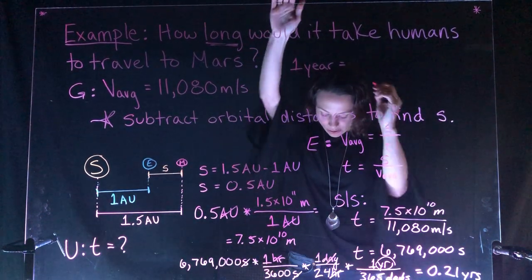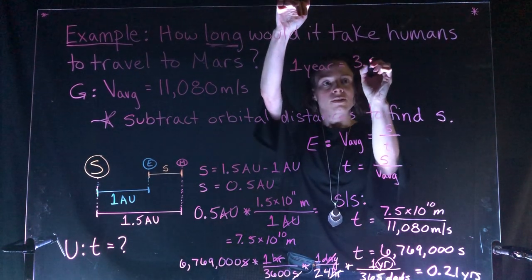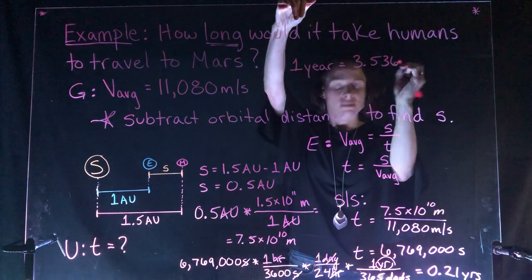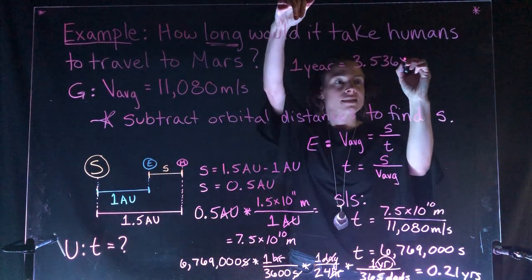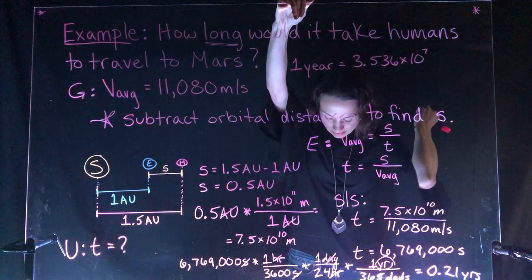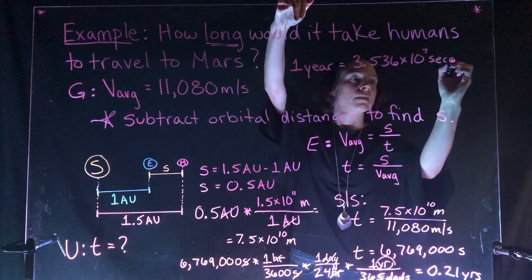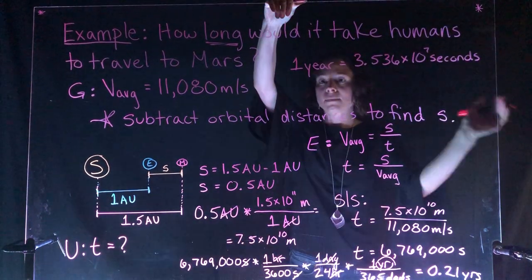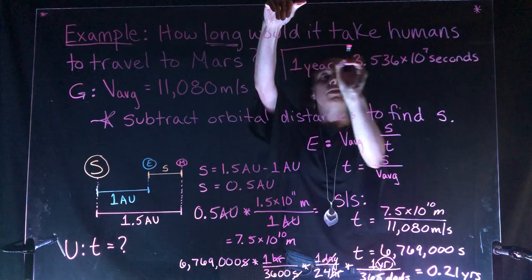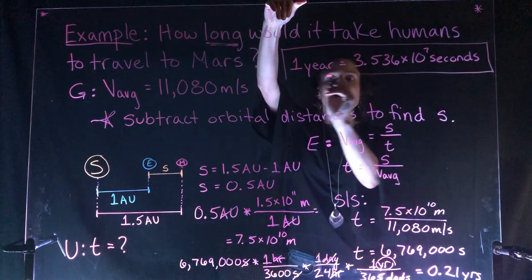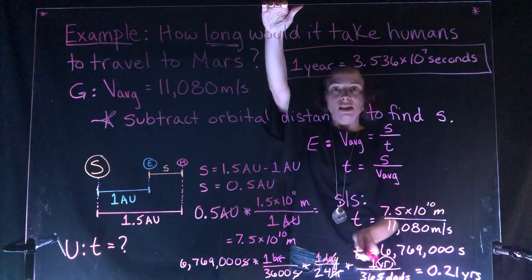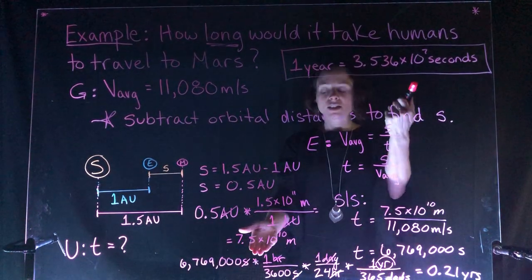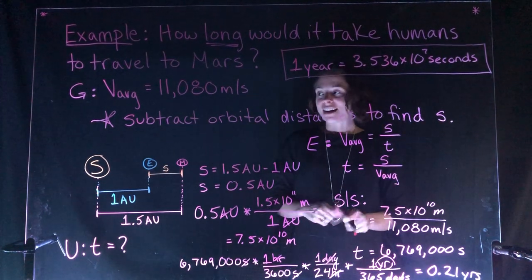is 3.536 times 10 to the 7th seconds. So this is going to be on your equation sheet. And that way, so that you do not have to do three separate factor label steps, you can just do one factor label step to go from seconds to years. All right, that's example one.